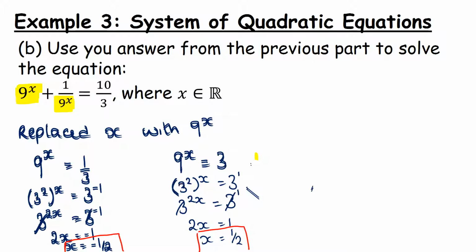So again, I'm going to change this to 3 squared, and that equals 3. Remember, that's 3 to the power of 1. So that's 3 to the power of 2x is equal to 3. So again, we're going to ignore our base numbers, and we get 2x equals 1. So x equals a half. So they are our two answers that we get from this part. Okay, so we get x is equal to minus a half and x is equal to a half.